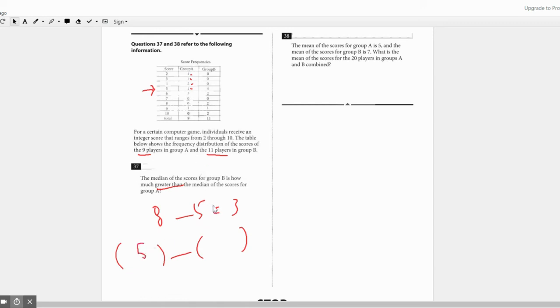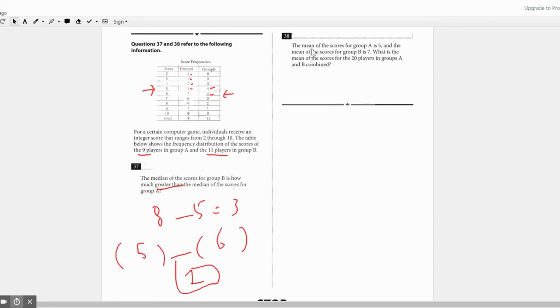And then what is the median score for Group B? Let's see. So Group B has 11 players. So plus 1, 12, divided by 2, 6. So when you do the 6 players, so 0, 0, 0, 0, 4, 5, 6. So the 6th player got a score of 6. So the difference is going to be 1. This is negative because I think I did it backwards, but your answer would be positive 1. And difference is generally positive.